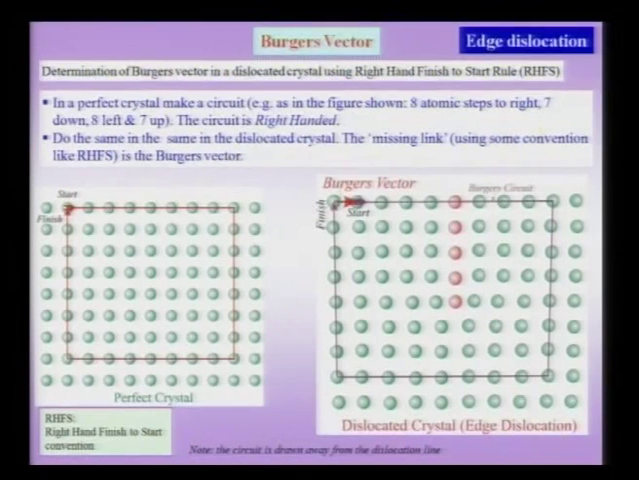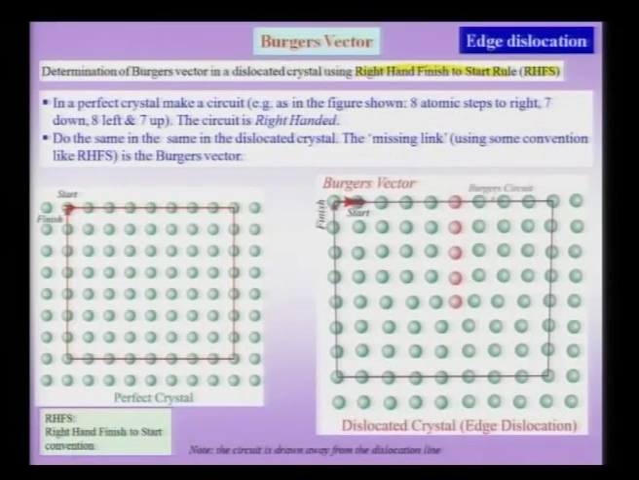So, let us start with the Burgers vector of an edge dislocation, and if you already have a dislocation, then we can determine the Burgers vector using what is known as the Burgers circuit. The Burgers circuit, associated with a convention like the right hand finish to start rule, which is written in shorthand as RHFS, can give us the Burgers vector. So, what we are dealing with here is an edge dislocation, and we are trying to make a circuit known as the Burgers circuit to determine the Burgers vector. But please remember, even if I did not have a dislocation, if it were a perfect crystal, crystallographically I can tell what is the Burgers vector. But if I already have a dislocation, then I can use the Burgers circuit to determine the Burgers vector.